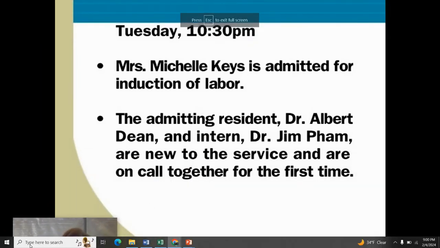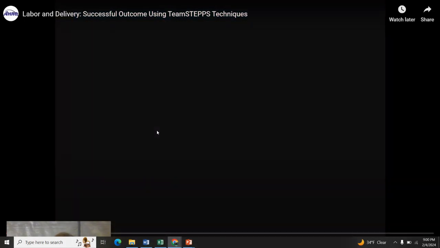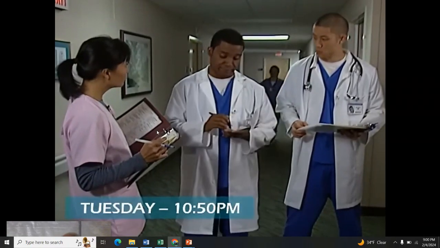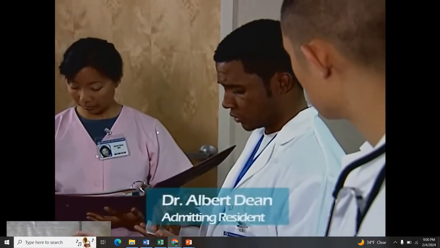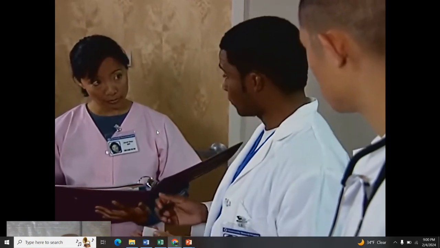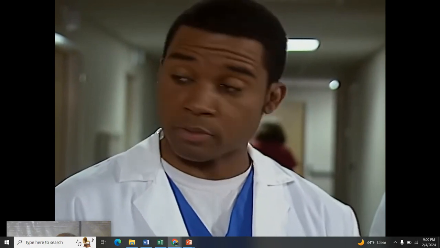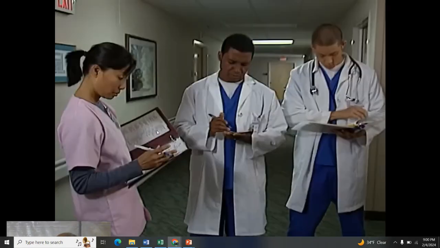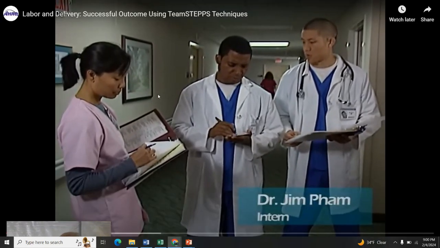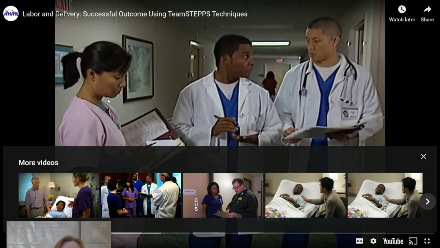So they're setting you up with a scenario. We have somebody coming in for induction of labor. And so that's the advantage of doing a huddle or a brief, and that's exactly what they're doing. It's a safety huddle. Everybody's getting together on the same page, and people are reviewing the same information. And when there's a discrepancy, they point it out in a polite and respectful way, and then nobody makes that error.